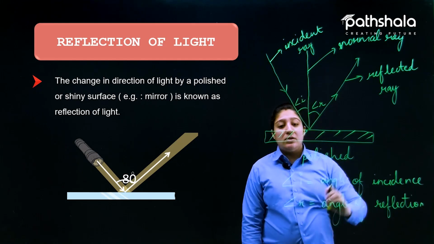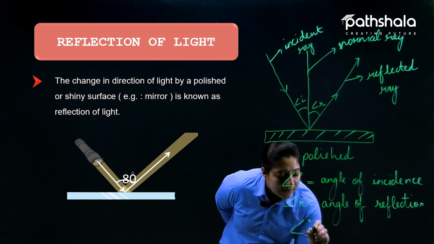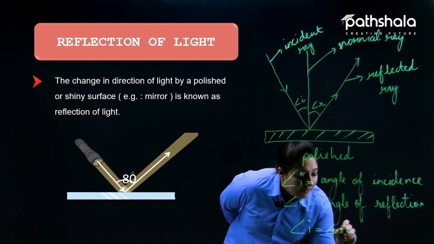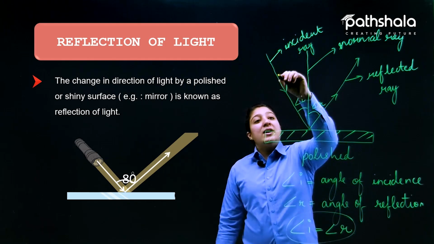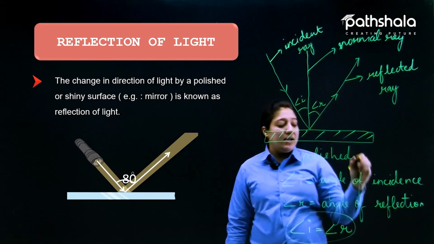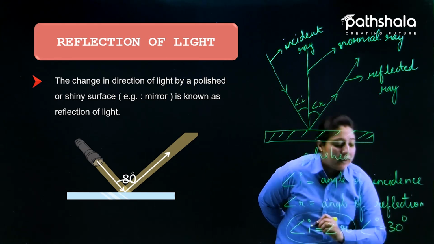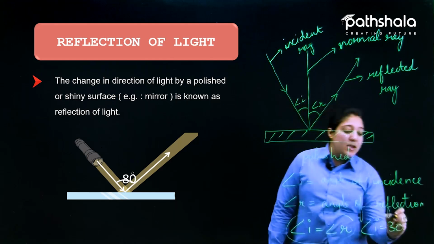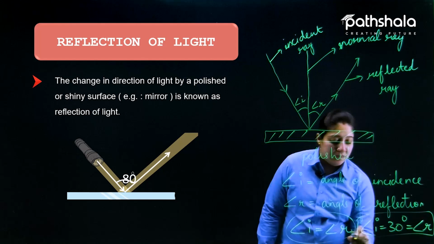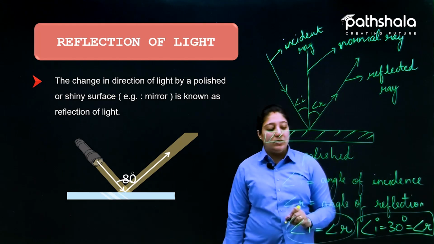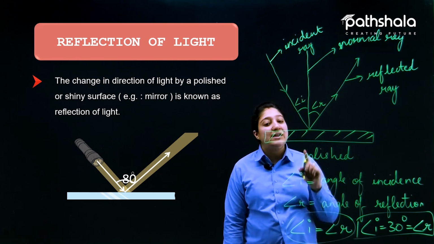Now the most important thing here is that the angle of incidence and the angle of reflection are always equal. If the angle of incidence is 30 degrees, then clearly you should have the idea that the angle of reflection is also 30 degrees. This is the rule, that is, the angle of incidence and the angle of reflection are always equal.